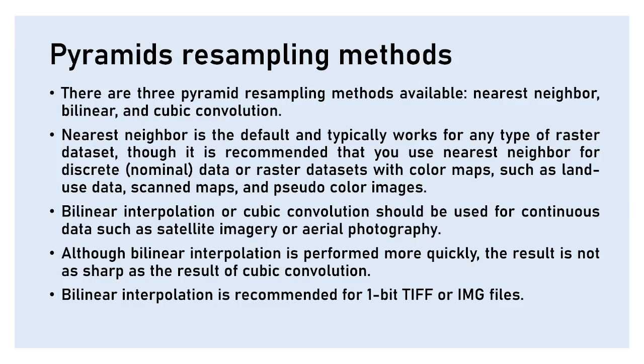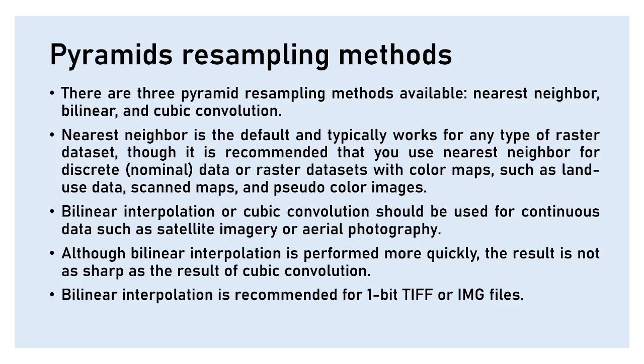In case of nearest neighbor, that is the default and typically works for any type of raster dataset, though it is recommended that you use nearest neighbor for discrete, like nominal data, if you remember. For that, or raster datasets with color maps such as land use data, scanned maps, and pseudo color images. Bilinear interpolation or cubic convolution should be used for continuous data like satellite imagery or aerial photography.